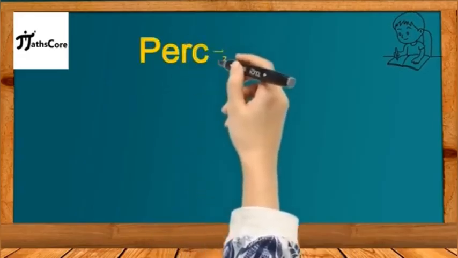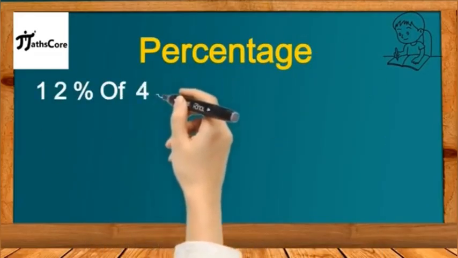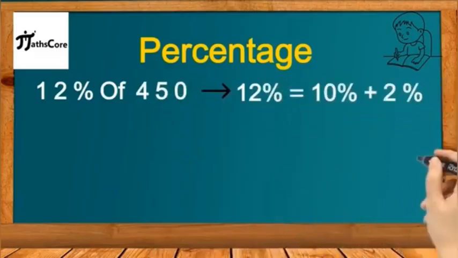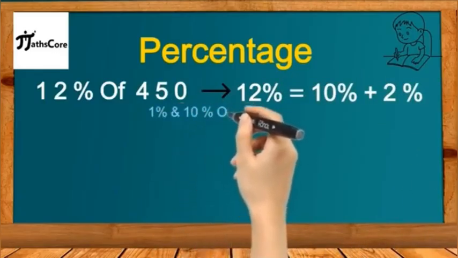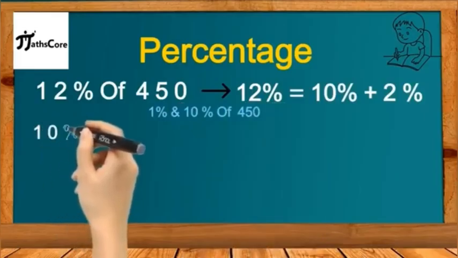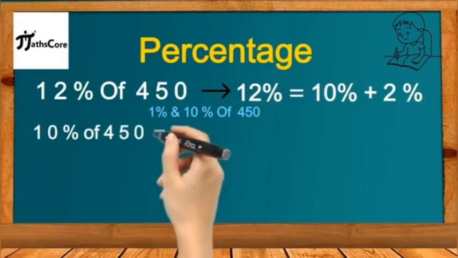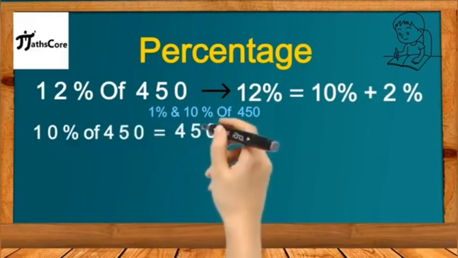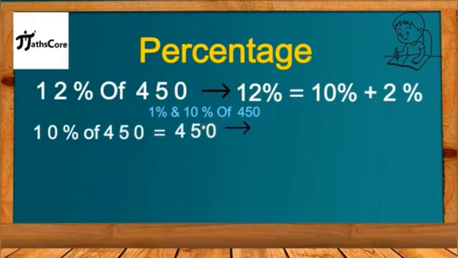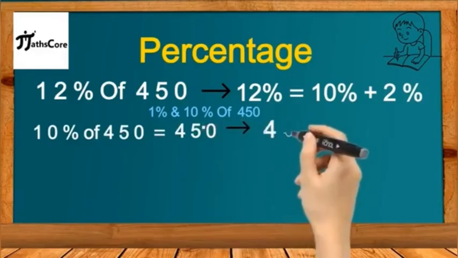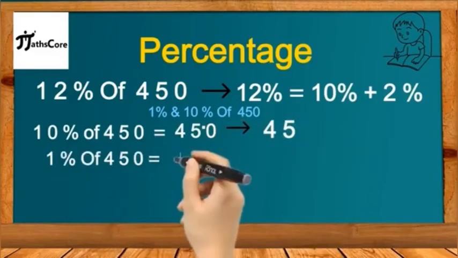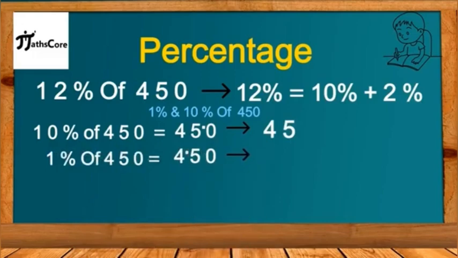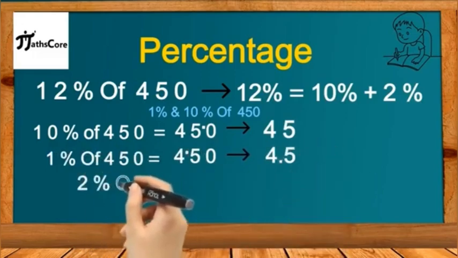Let us find out 12% of 450. 12% is nothing but 10% plus 2%. According to the Vedic math concept, we should know 1% and 10% of any number. So let us find out 1% and 10% of 450. 10% of 450 is nothing but putting the decimal point after one place from the right, which is equal to 45. And 1% of 450 is putting the decimal point after two places from the right. So it is 4.5. Now we need to find out 2% of 450.